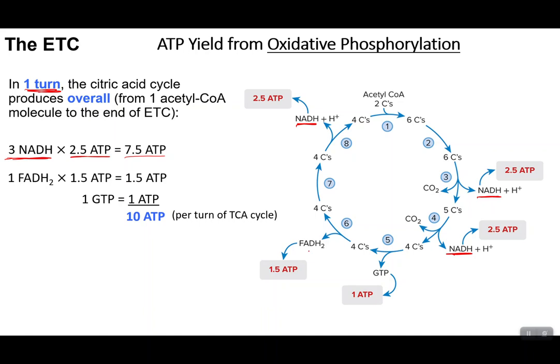Now for FADH2, we only produce one of these per turn. And then each one of these molecules can produce 1.5 ATP molecules in the electron transport chain all the way up to ATP synthase. So that means that my FADH2 is going to contribute 1.5 ATP molecules once it is oxidized by the electron transport chain. Then lastly, we talked about how there is one GTP molecule that is produced in the citric acid cycle. GTP is readily converted to ATP in the cell, and so that will contribute 1 ATP for a grand total of 10 ATP. And again, this is 10 ATP per one turn of the TCA cycle.